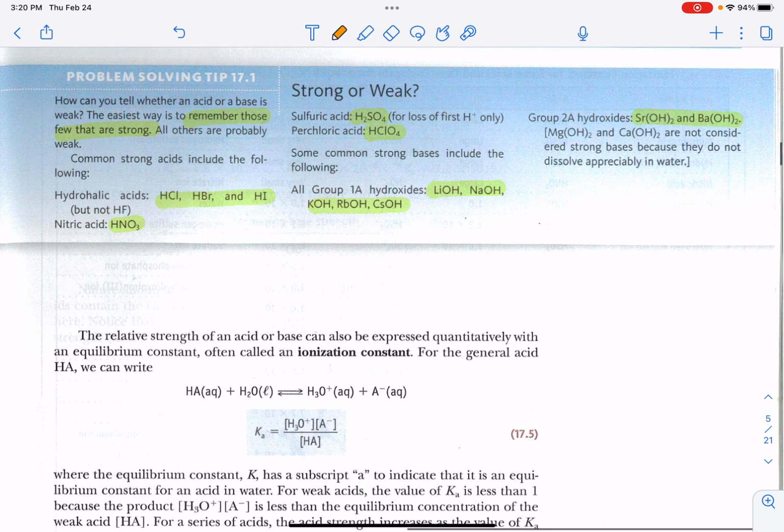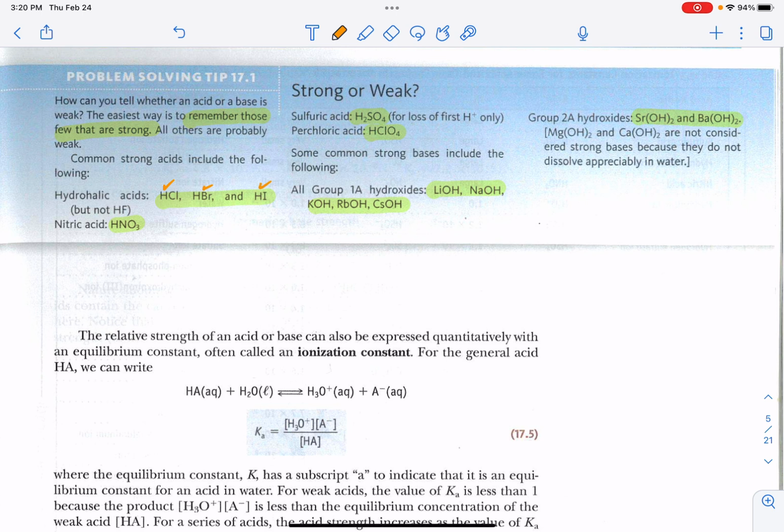So, to wrap that idea up, how do you know then, without actually doing an experiment or using a pH meter, whether an acid is strong or weak, whether a base is strong or weak? And the answer is there aren't a lot of strong acids and there aren't a lot of strong bases. Memorize the strong acids. So the strong acids are these three right here.